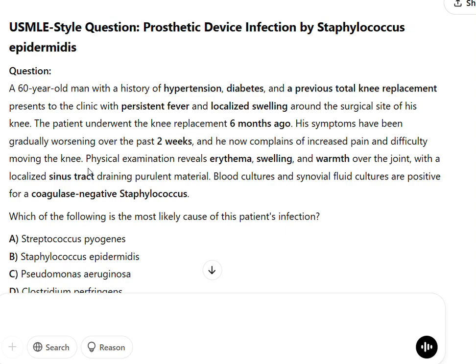His symptoms have been gradually worsening over the past 2 weeks, and he now complains of increased pain and difficulty moving the knee. Physical examination reveals erythema, swelling, and warmth over the joint, with a localized sinus tract draining purulent material. Blood cultures and synovial fluid cultures are positive for a coagulase-negative staphylococcus. Which of the following is the most likely cause of this patient's infection?